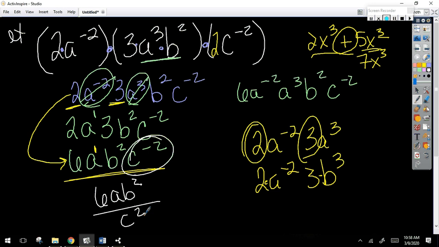Final answer. You only subtract exponents from the same base, it has to be the same base. All right, that's not too bad. I thought we were going to first do 6A times B to the second times 1 over C to the second. You could have done that, and then you should've just combined it at the beginning, if it's 1 over C, and then you multiply across.